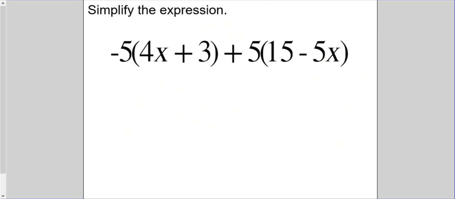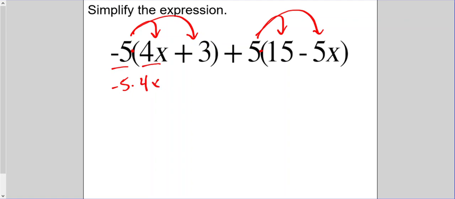This problem is similar, but actually instead of just having this one set of parentheses here, I have a second set, which really means I'm going to distribute twice. I'm going to distribute this negative 5 into the first set of parentheses, and then this 5 is being multiplied by this set of parentheses, so that gets distributed into those two terms. So negative 5 times 4x, and negative 5 times 3. This is 5 times 15, and 5 times a negative 5x.